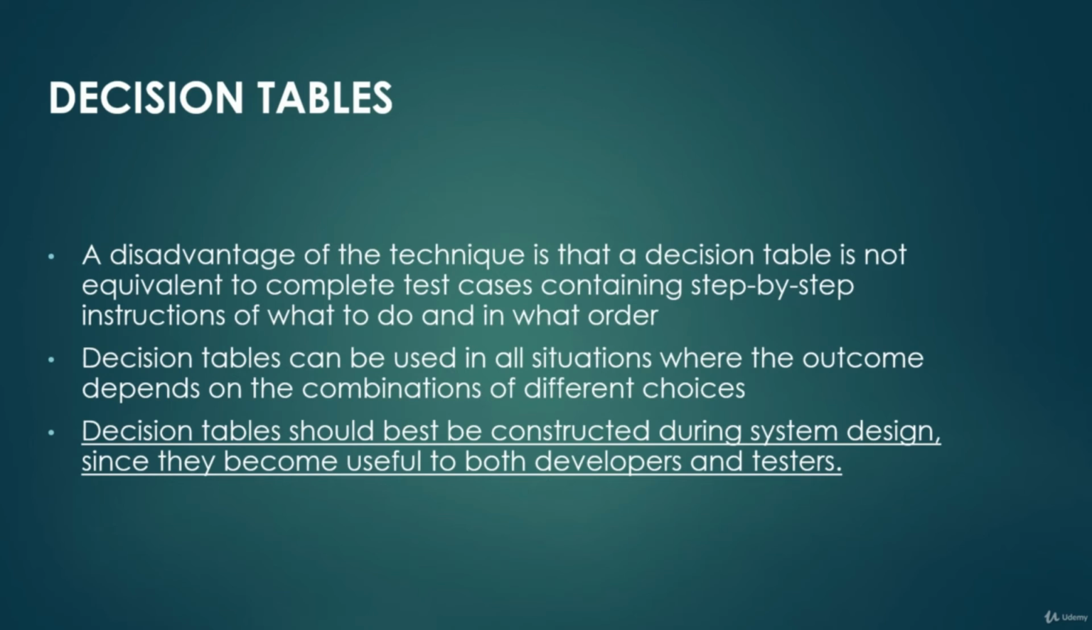Decision tables can be used in situations where the outcome depends on a combination of different choices. They're best used during the system design because they are useful to both developers and testers, but they're not test cases by themselves. There should be a little bit of description saying what to do with this decision table.